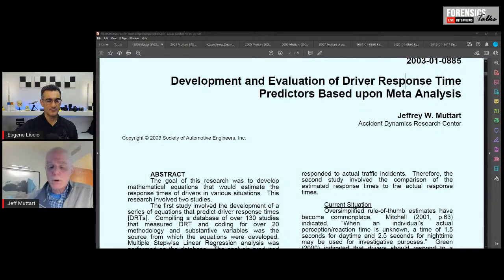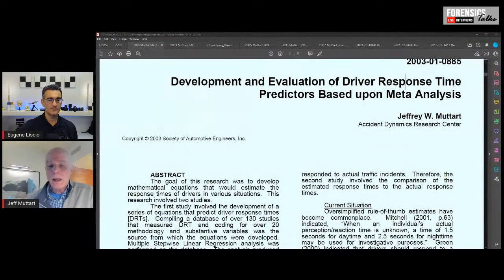So when I put the path intrusions with the path intrusions, the lead vehicle events with the lead vehicle events, and traffic signals with traffic signals, all of a sudden you can see trends developing. You can see how drivers very predictably responded to those events.